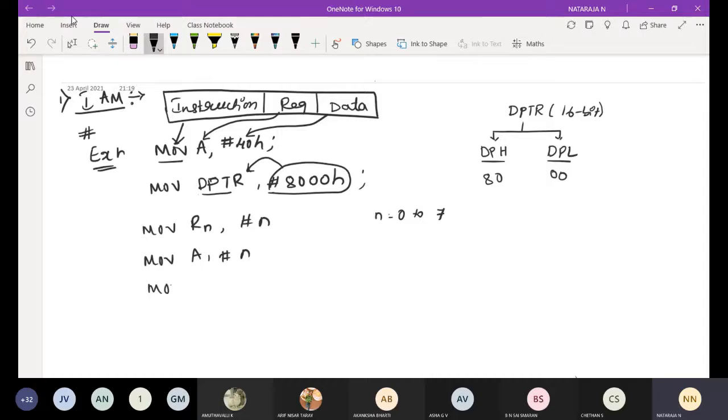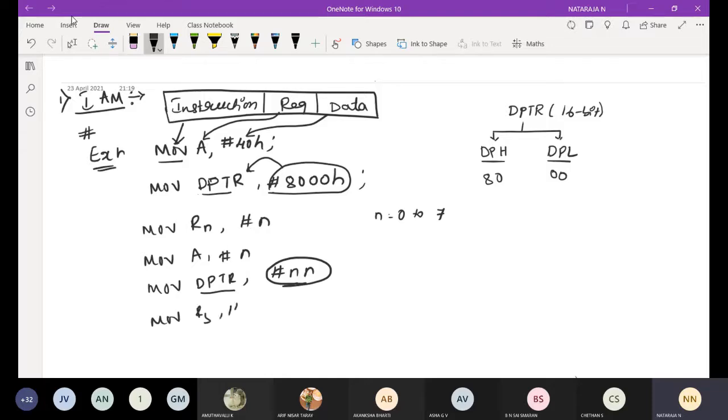Then like that only, MOV DPTR, #nn, which means each one has 8 bits. If I am going to use DPH or DPL, I need to send only 8 bits. Now I am going to use DPTR, so we can transmit 16-bit data to the DPTR. That is the meaning.